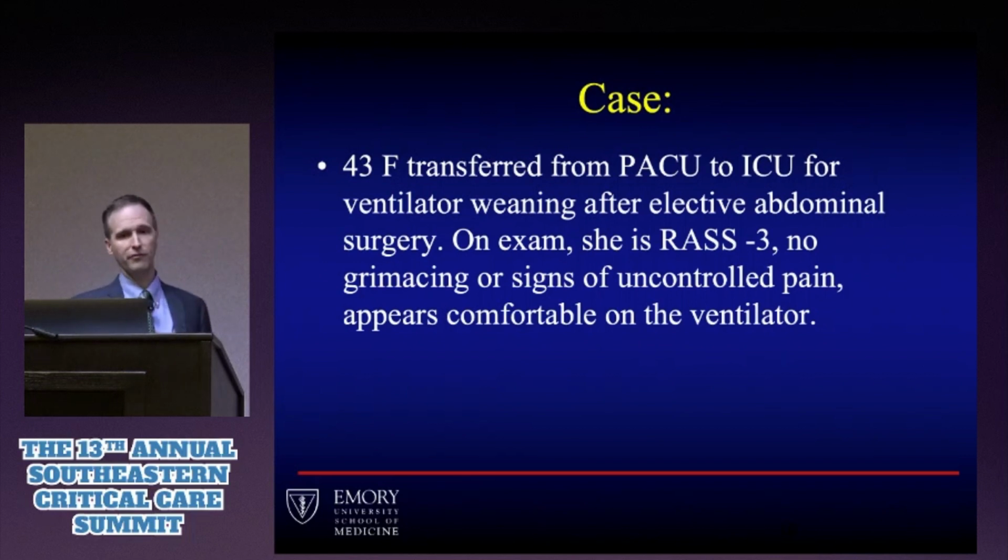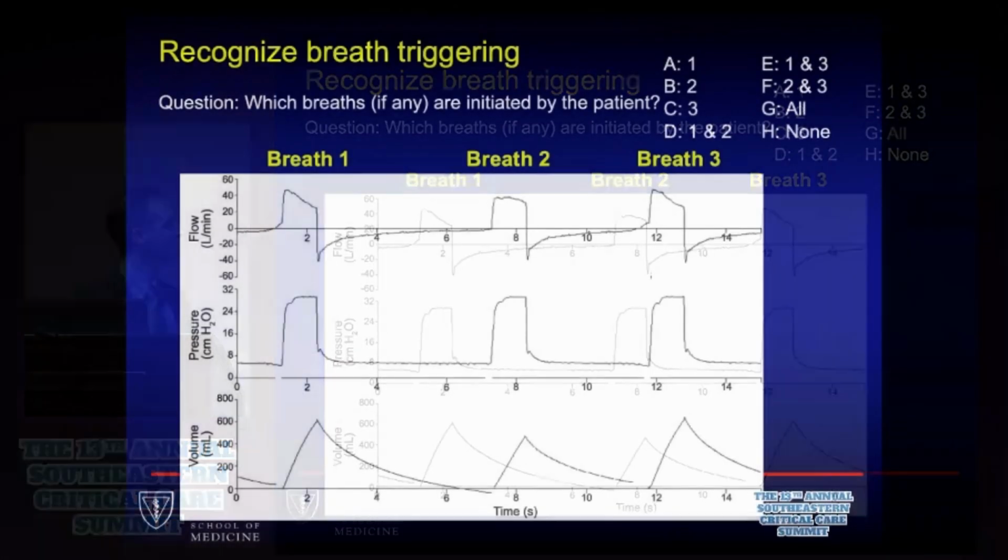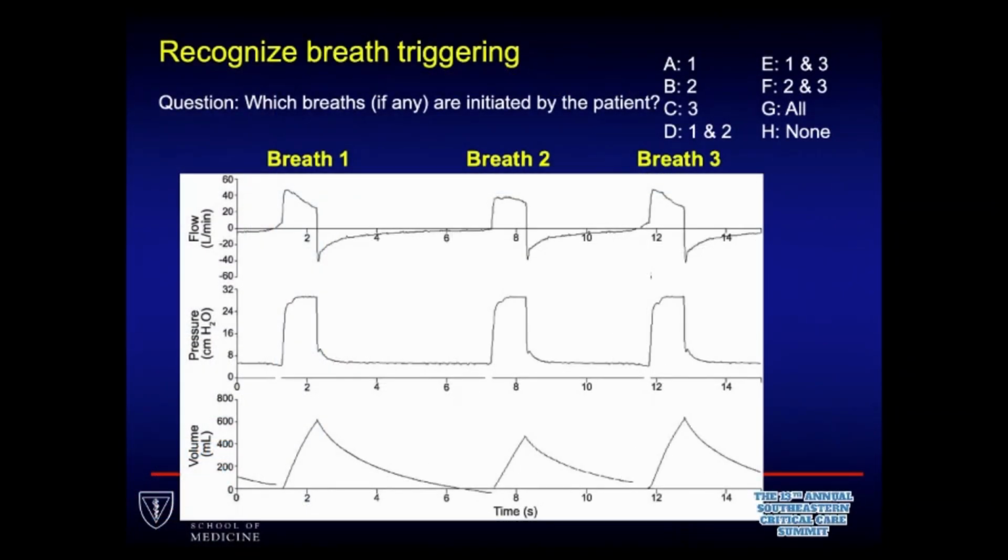All right, so you have a 43-year-old female transferred to the ICU after having surgery. She's RASS -3, no signs of discomfort, and here are the 3 breaths that she receives when she's in the ICU. Which breaths, if any, are initiated by the patient? And I'm sorry for all the choices, but I put all of them up here. 1, 2, 3, 1 and 2, 1 and 3, 2 and 3, all or none. So the idea is to figure out which ones are initiated by the patient and which ones aren't, because if you're going to look for missed triggers, you have to know which ones are triggered.